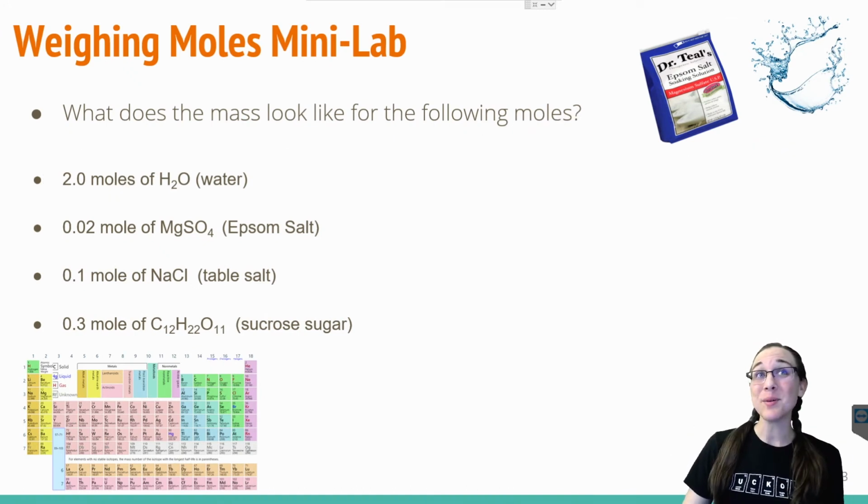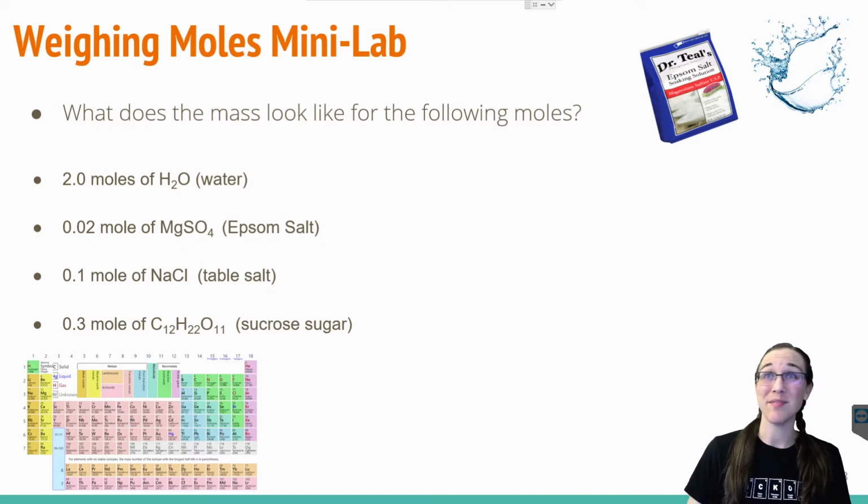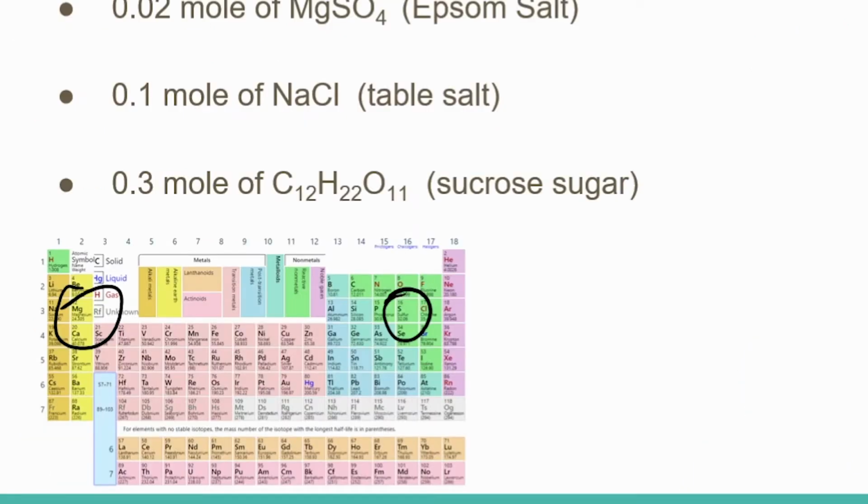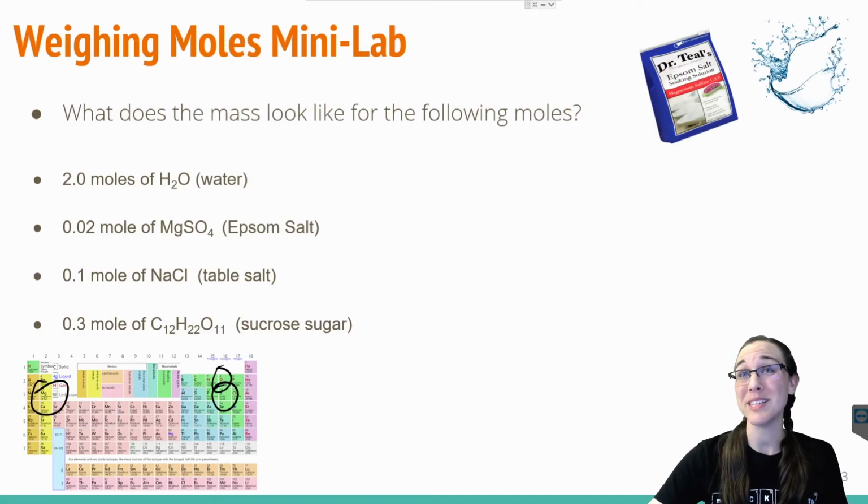How about 0.02 moles of magnesium sulfate? That's our Epsom salts. So we're going to need to figure out the molar mass of magnesium sulfate before we can do our conversion. Let's start with that. We know that magnesium sulfate is composed of magnesium, that's here, sulfur, that's here, and oxygen, 4 of them, that's here. Let's write out each individual piece first.